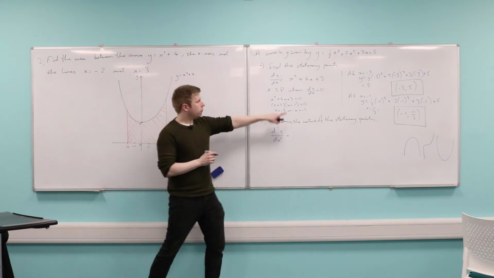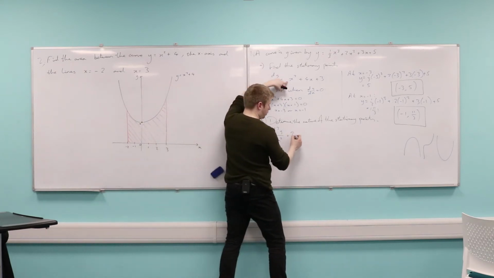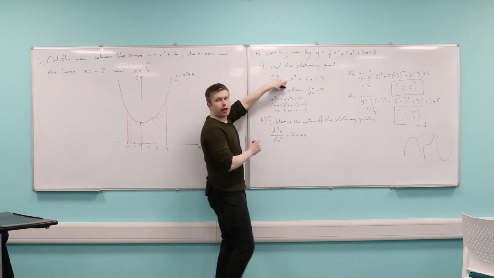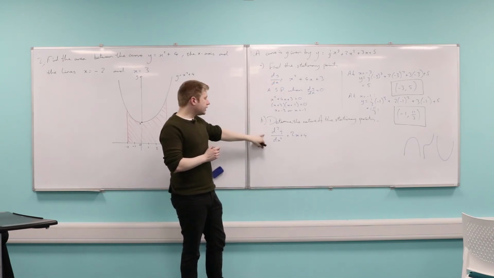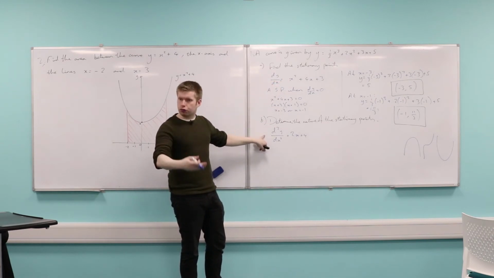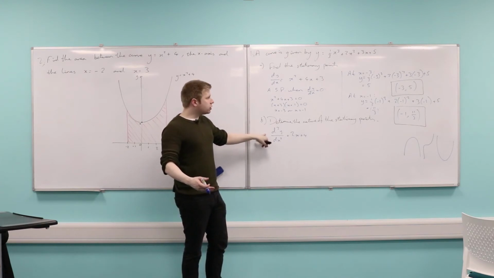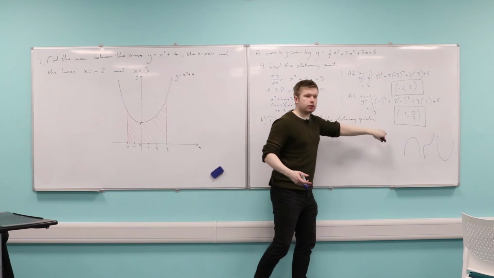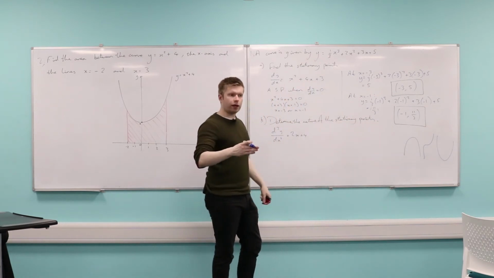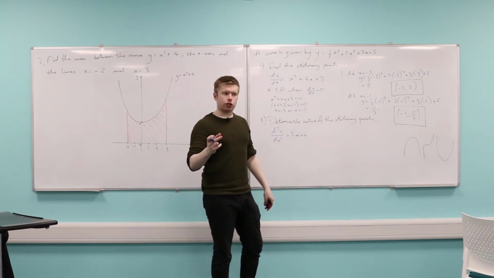2x plus 4. We literally just differentiate this again. So this is now telling us how our gradient is changing, the rate of change of our gradient. So what we need to do is consider each point. We need to consider each stationary point to find out what's happening at that stationary point.